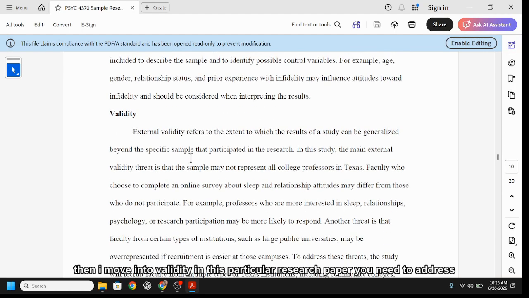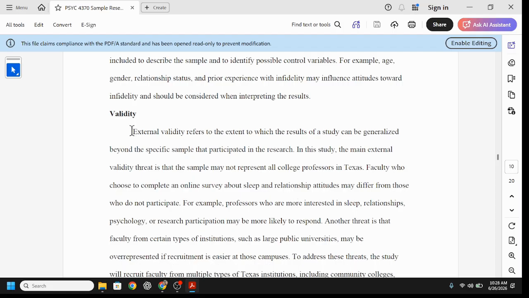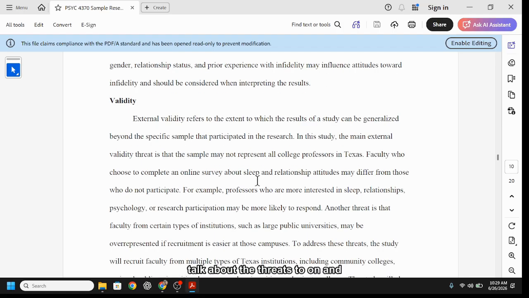Then I move into validity. In this particular research paper, you need to address three kinds of validity: your external, your construct, and your statistical validity. So remember, external is the ability to generalize from that specific sample to a larger population. Okay, I'm going to tell what that validity is, and then I'm going to talk about the threats to them and how I would address them.